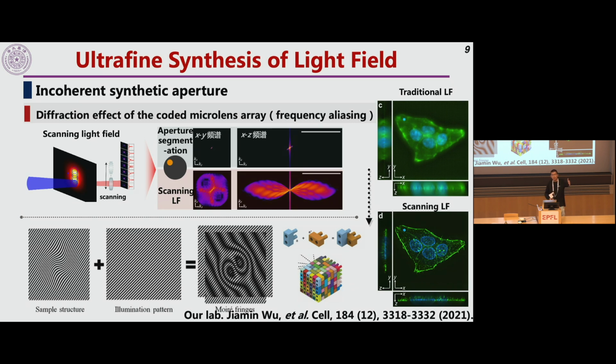When the incoherent light field passes through the lenses, it goes through the microlens array. It's a periodic microlens array, like a diffraction grating. So when it goes through the microlens array, it will create frequency aliasing. It will shift high frequency information into the low frequency region. So when we do pupil segmentation, which is a low pass filter, we can still maintain this high frequency information in the low frequency region and pass through this low pass filter even after pupil segmentation.